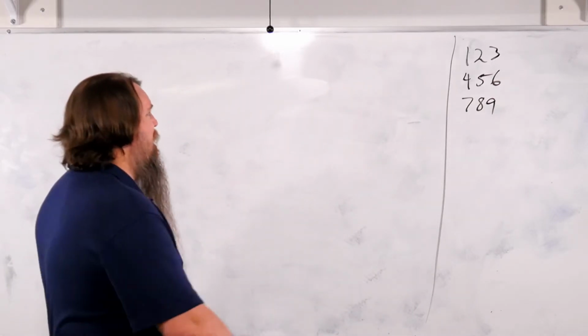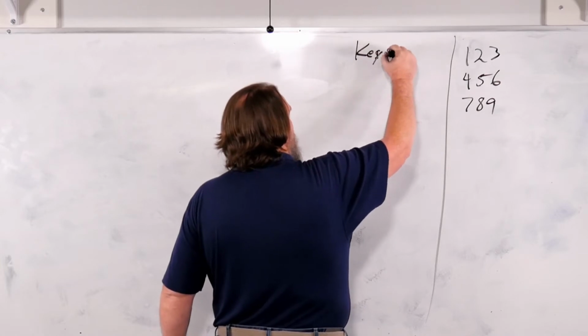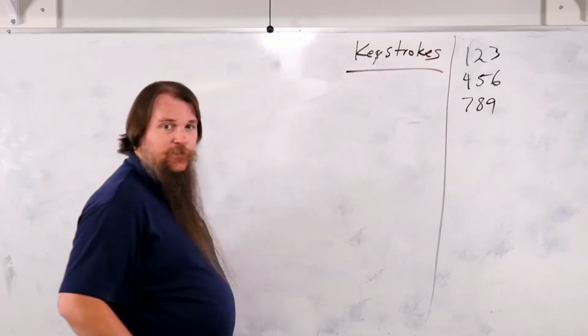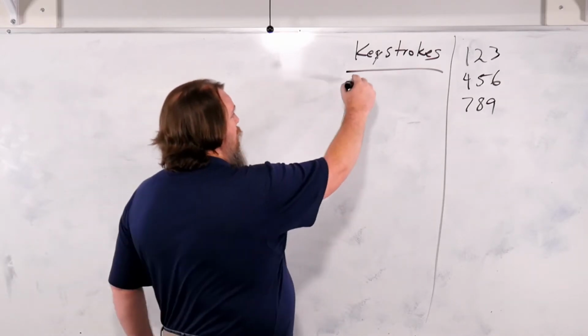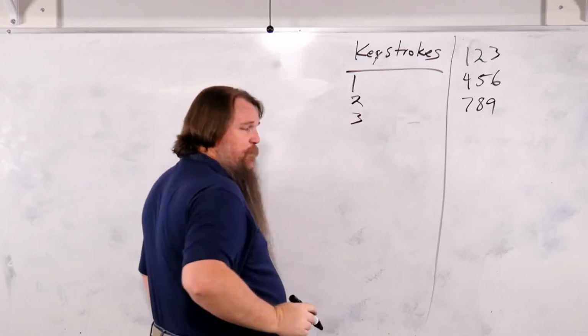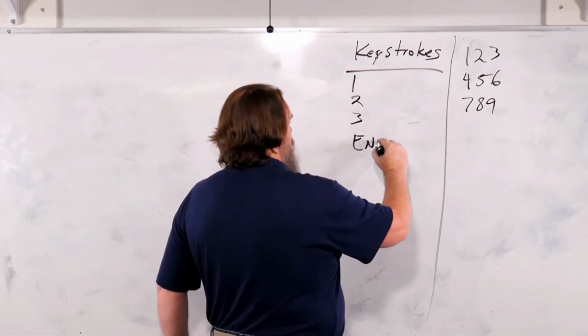What would be the sequence of keystrokes that we would type to get those out? Well, we would type a 1, then we would type a 2, then we would type a 3, then we would type enter.